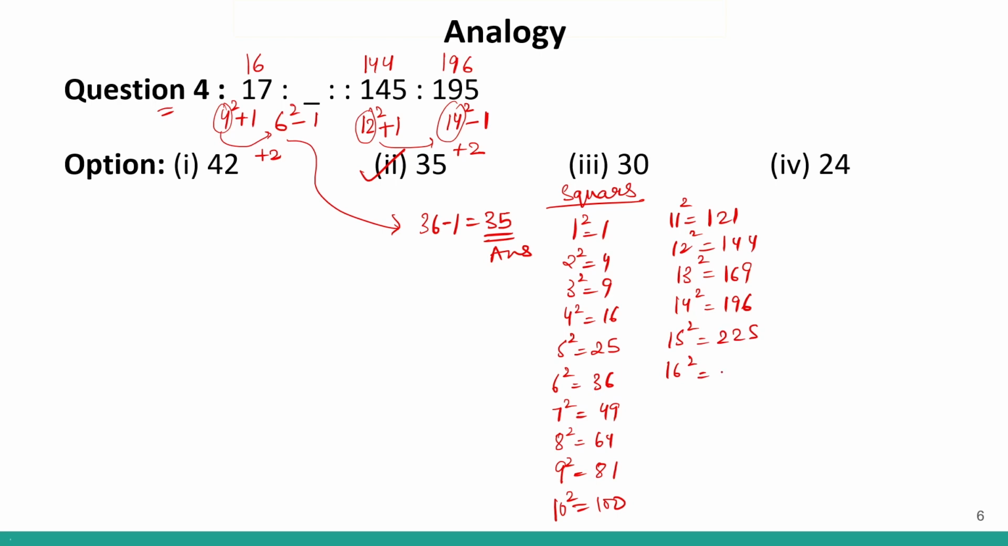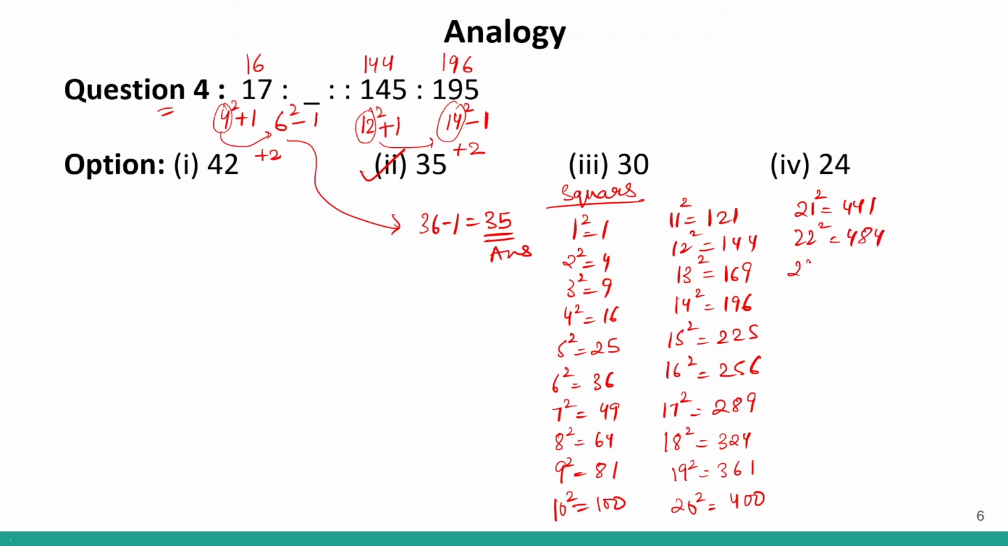Then we have 16 square of 256. 17 square? 289. We have 18 square, which is 324. 19 square is 361, and we have 20 square, which is 400. Then we have 21 square, which is 441. 22 square, which is 484. 23 square, which is 529. 24 square, 576. 25 square is 625.